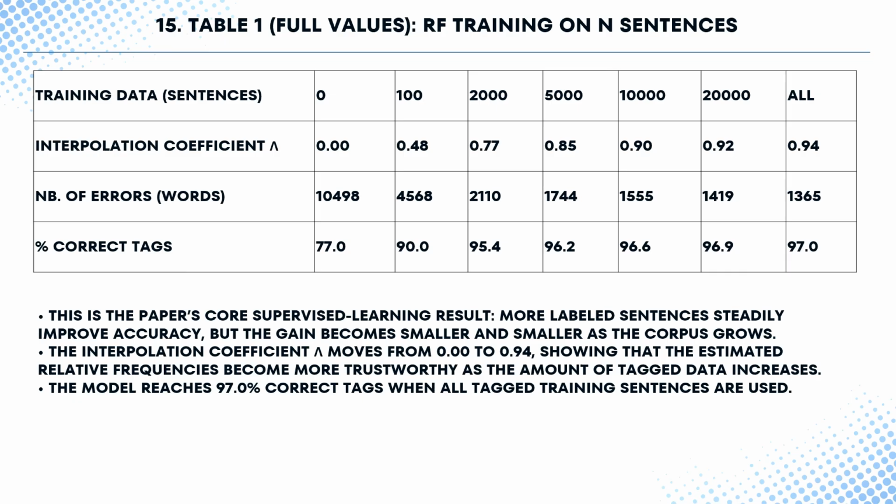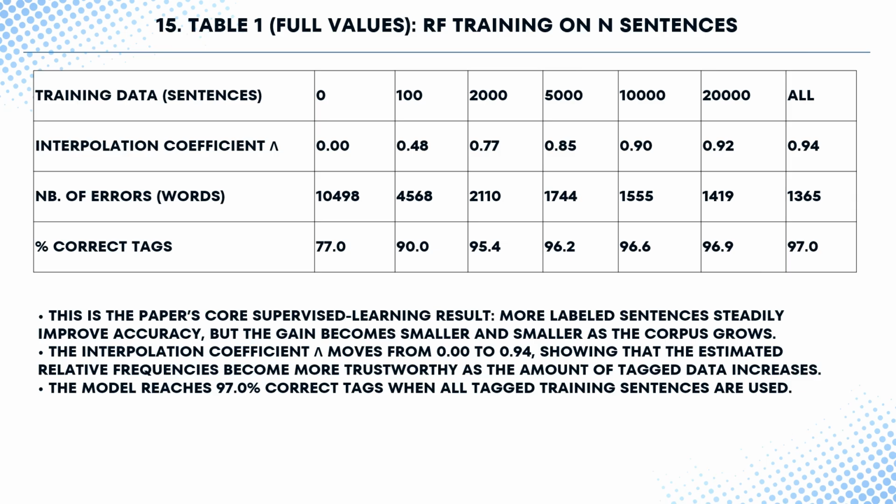Now let's carefully analyze the actual numbers in this table. Step-by-step interpolation. 0 sentences give 77% accuracy. This is basically random but still high because many words have only one possible tag. 100 sentences give 90% accuracy. This shows a huge jump with very little data.